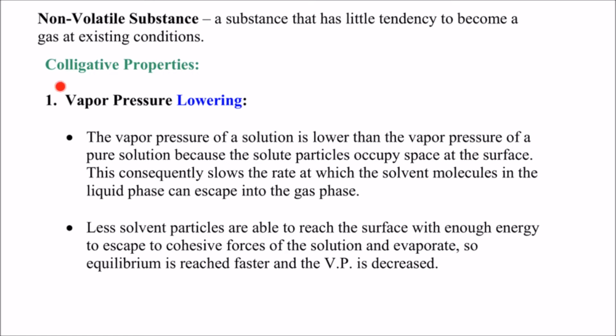Okay, so let's talk about the very first colligative property. It's going to be vapor pressure lowering. So when we create a solution, it is going to lower the vapor pressure versus the pure substance. The reason that the vapor pressure is lowered is because there are solutes taking up some of that top layer of liquid. Let me draw this out for you.